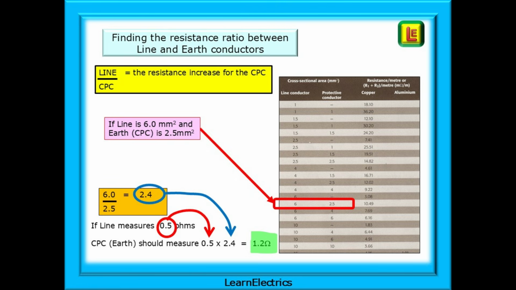And this one, if we are testing a cooker circuit and the line is 6 square millimeters and the earth or CPC is 2.5 square millimeters, what will the earth measure if the line reading is 0.5 ohms? The ratio is found by dividing the line size by the earth size. So 6 divided by 2.5 is a ratio of 2.4. Multiply the line resistance, 0.5 ohms, by 2.4 and we have an answer of 1.2. The earth resistance for this cable should measure 1.2 ohms.